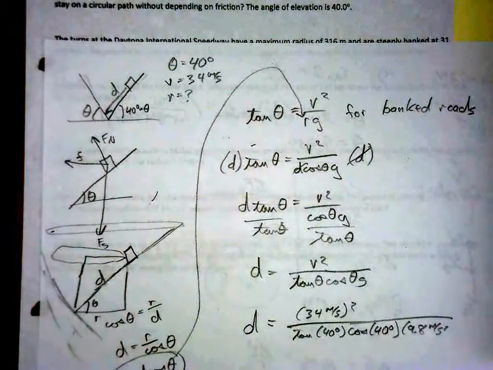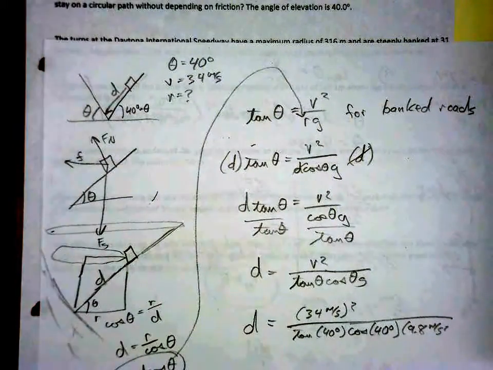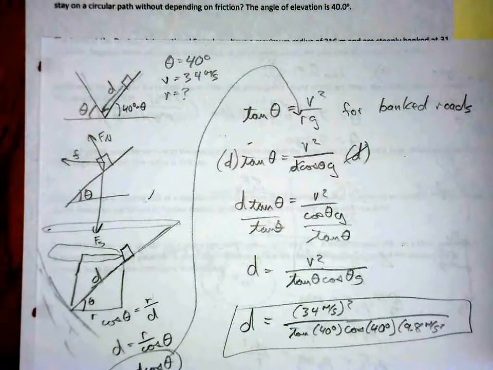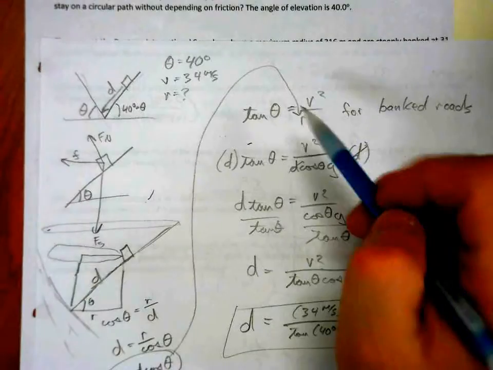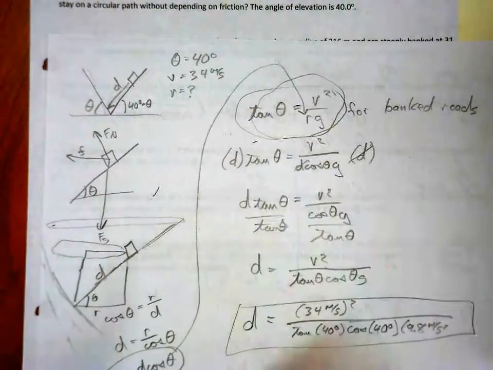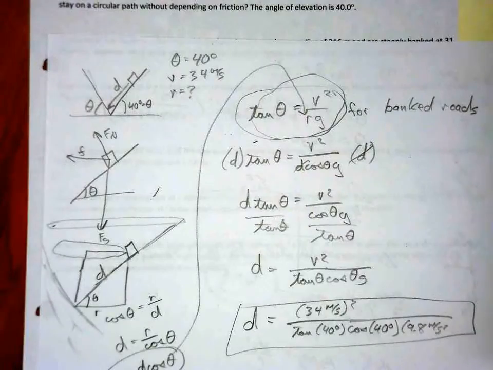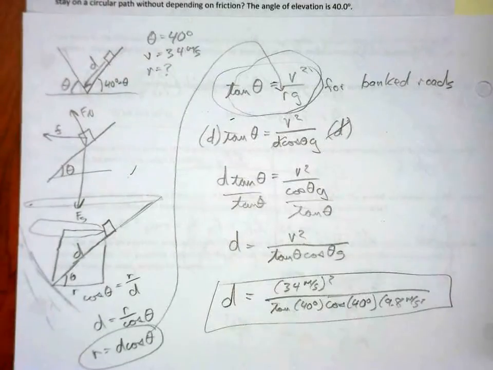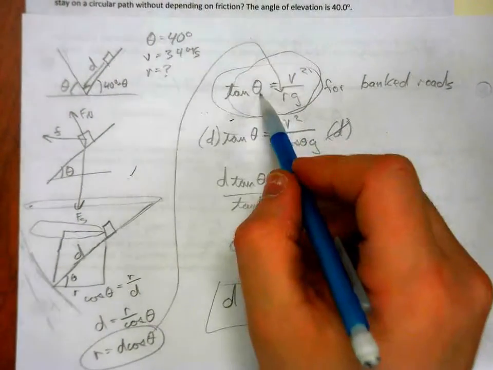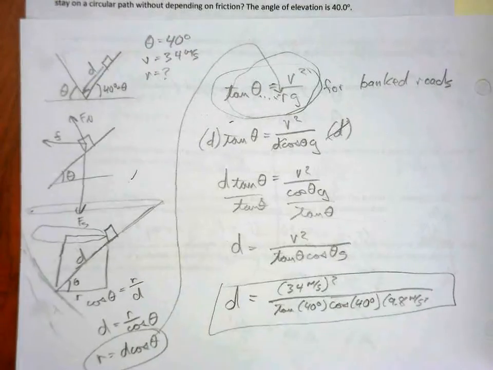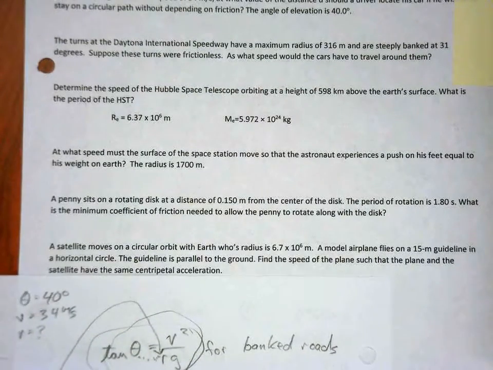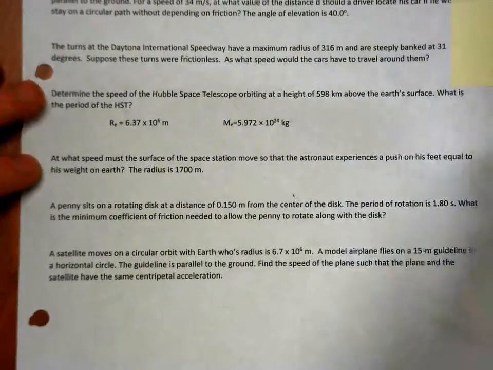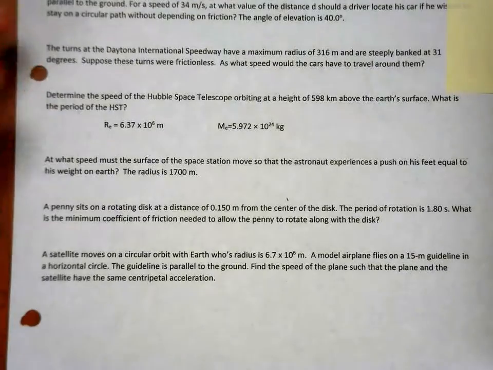I don't have a calculator on me, but you can calculate this out, no problem. So this is just, when you're given this equation for banked roads, then this is really simple. All you had to do was relate d to r and plug in. But do know how this equation came about. Okay, so we'll look at the next one.